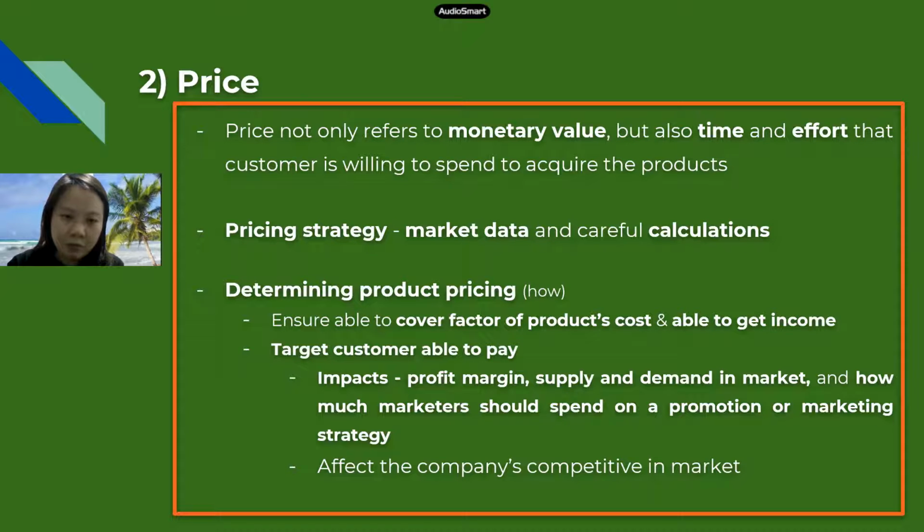Of course, the price will be determined based on the target customers, how much they're willing to pay, and your price will impact your company's profit margin, supply and demand in the market, and how much your marketer should spend on market promotion and marketing strategy, because this is all cost, and of course it will affect the company's competitiveness in the market.